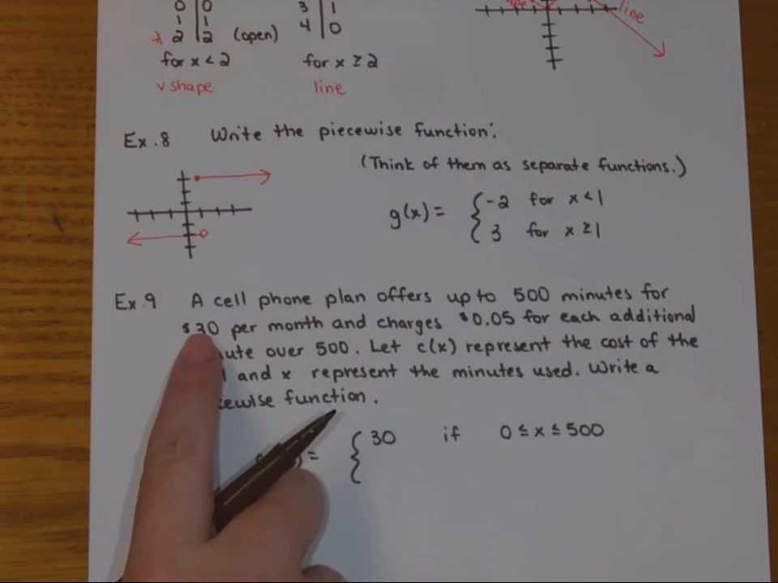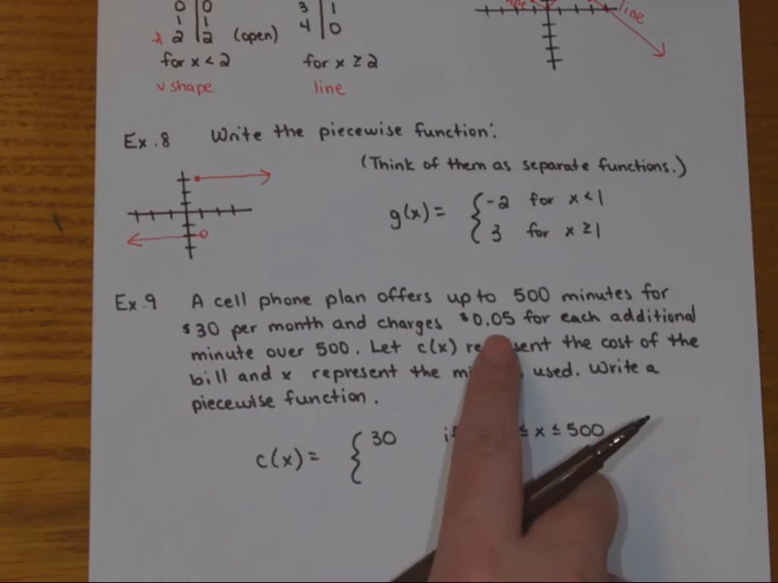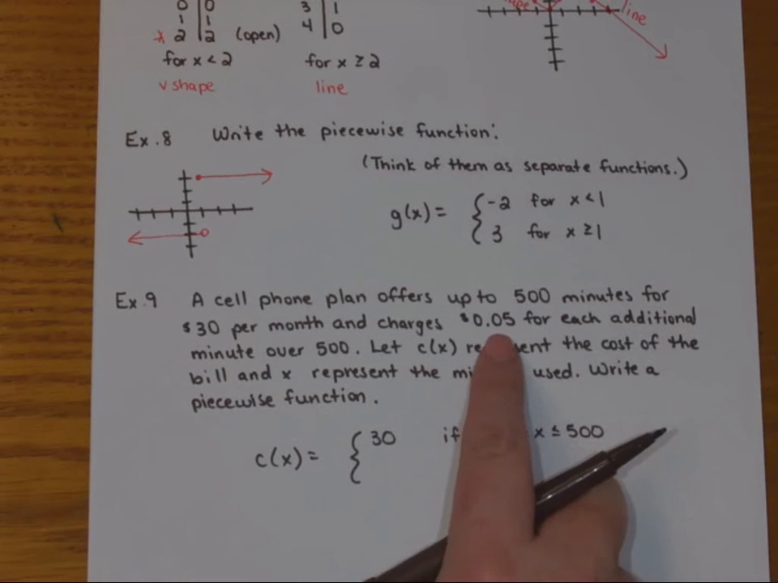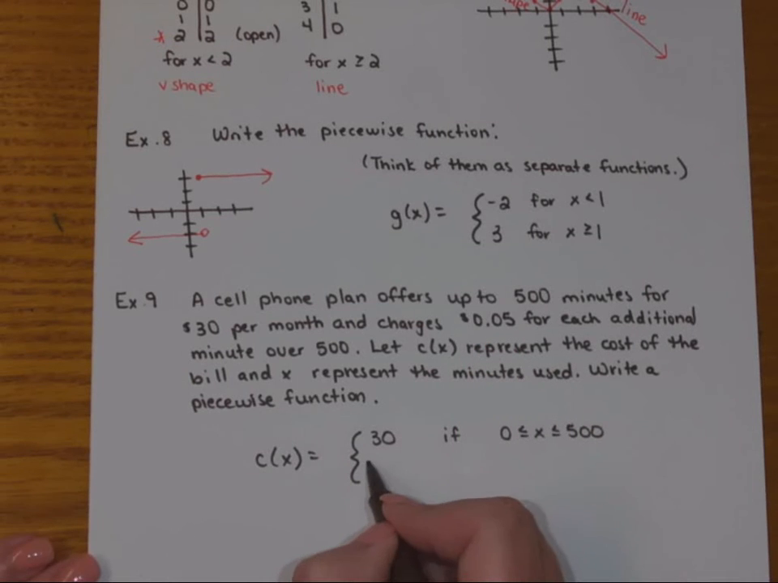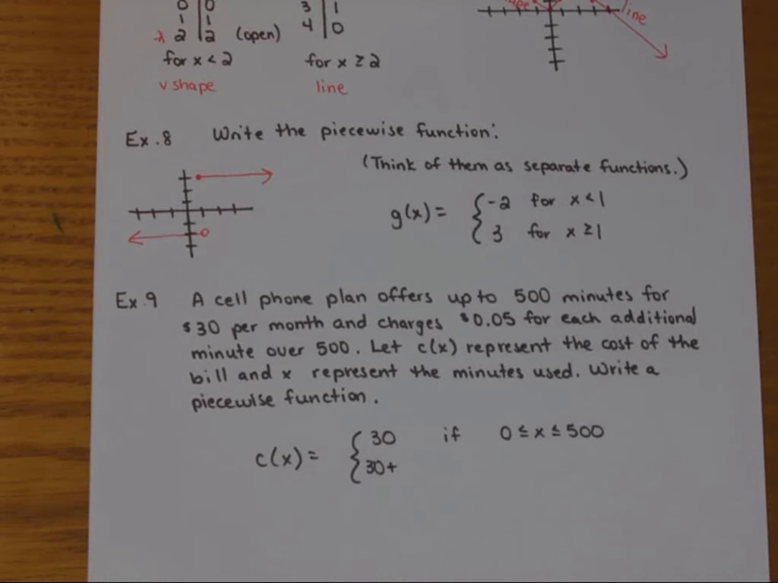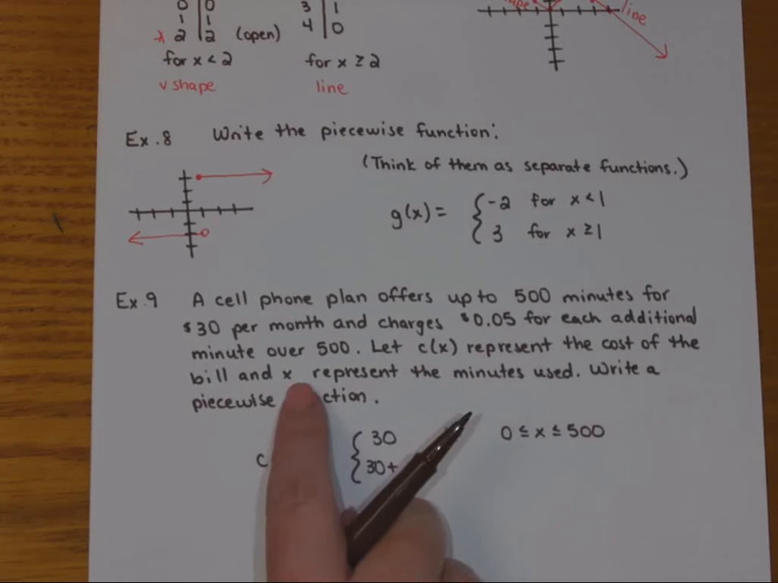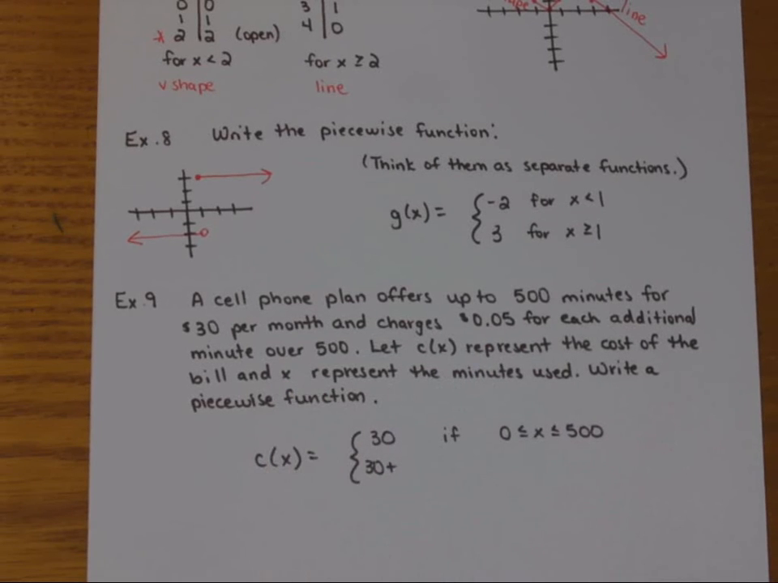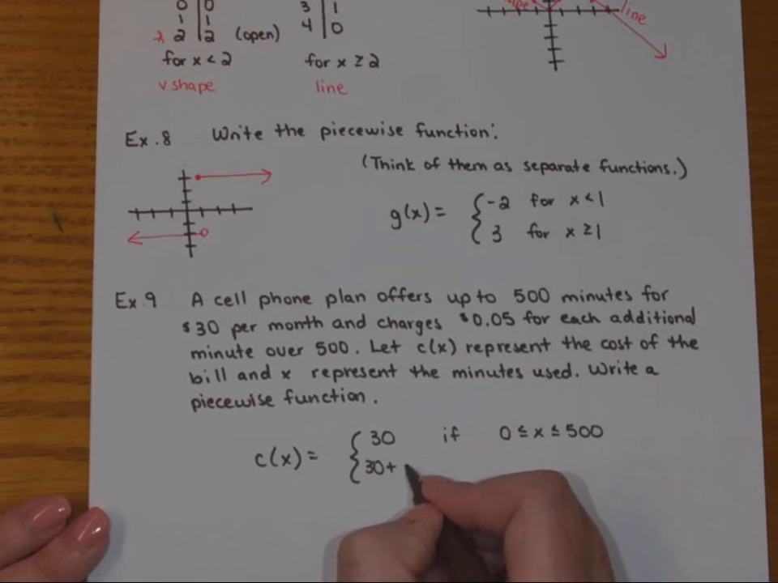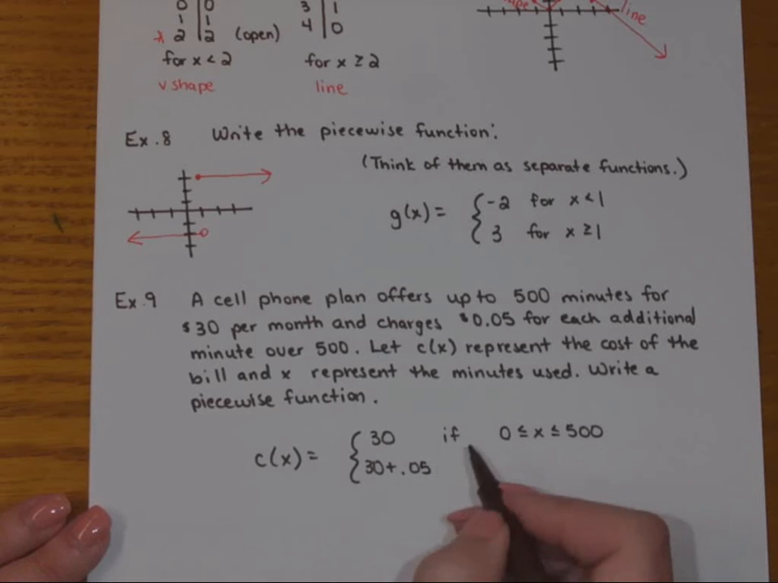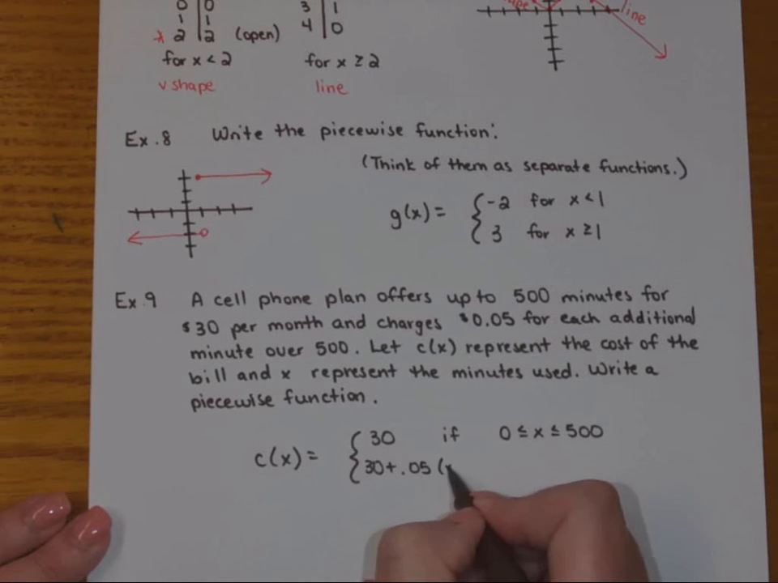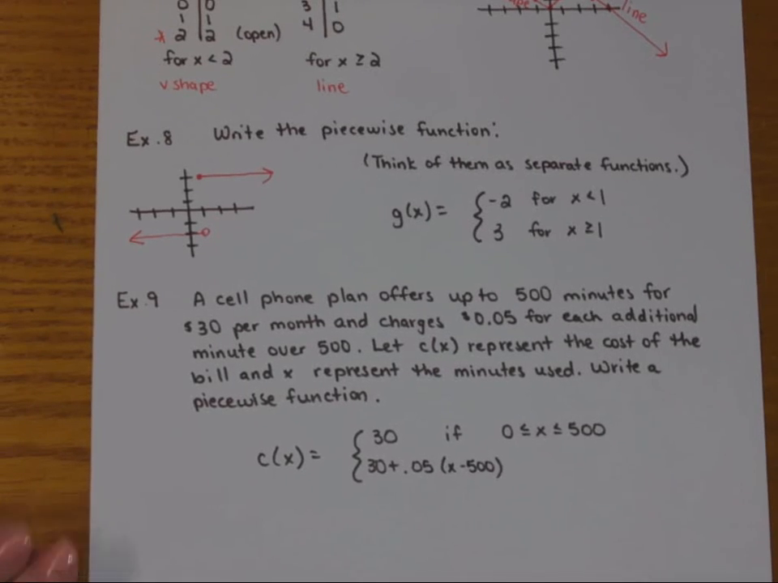If you go over, you have $30 per month, but then you also pay an extra 5 cents per minute over 500. Okay, so first of all, we have to start out with 30 plus something. Okay, because the $30 charge is there no matter what. It's fixed. But then we want to charge 5 cents, but we don't want to charge 5 cents for every minute, right? X represents the total number of minutes that you use. You only want to charge 5 cents for any minute that's over 500. Okay, so how we could write that is we can say 0.05 for 5 cents, and then rather than saying times X, we're going to say times parentheses X minus 500.